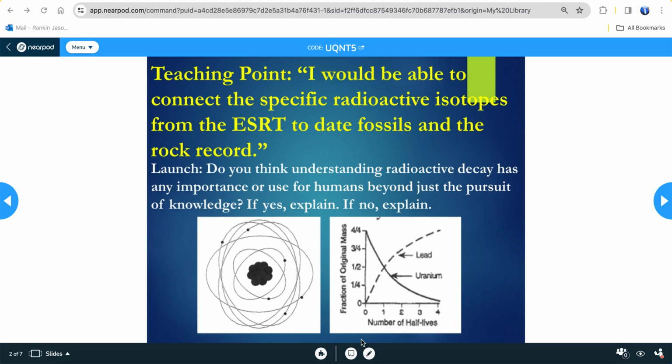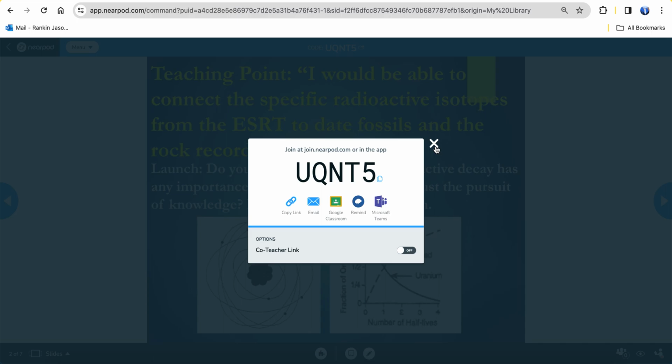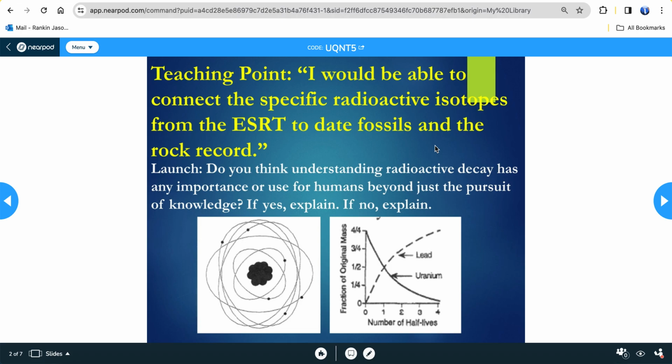Your next lesson in this unit on absolute dating. Your teaching point, this is a code that's for me right now just to get through this lesson, but I'll give you a student-centered one on your classroom page. I'll be able to connect the specific radioactive isotopes from the ESRT to date fossils and the rock record.